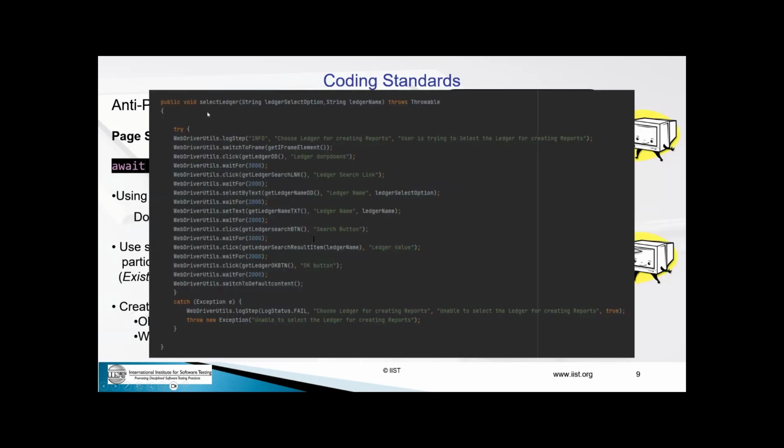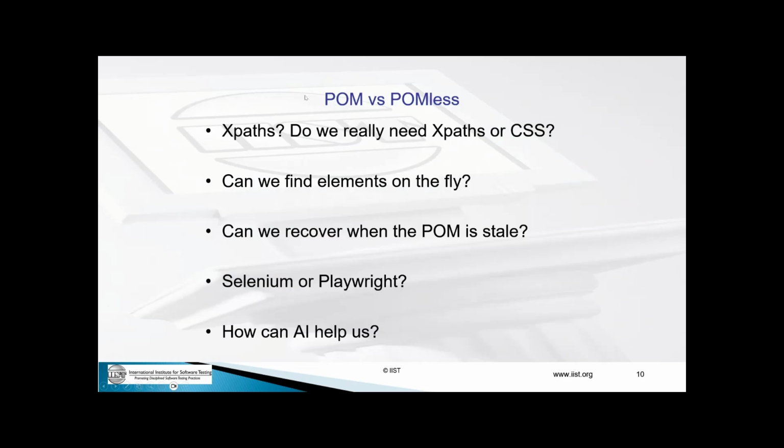Here's an example selecting a ledger. Look at this. Somebody put 3, 4, 5, 6, 7, 8, 9, 10, 11, 12, or 14 seconds into this with these waits that are in there. This thing is going to be as slow as ever.